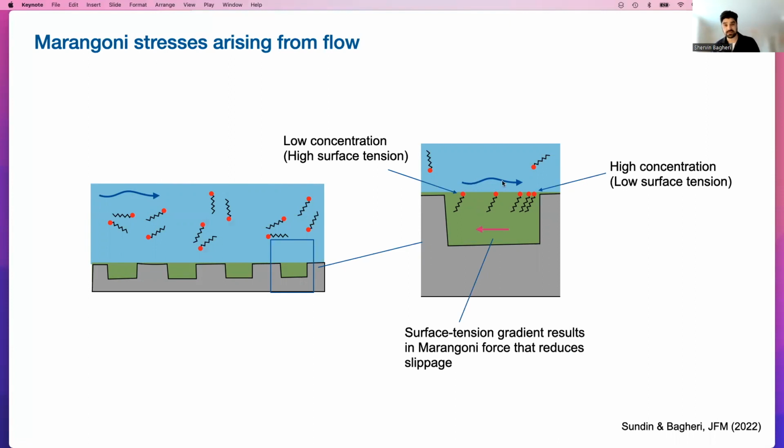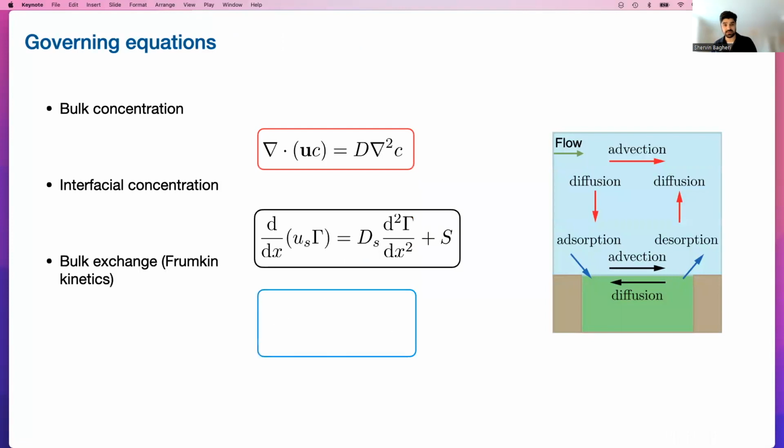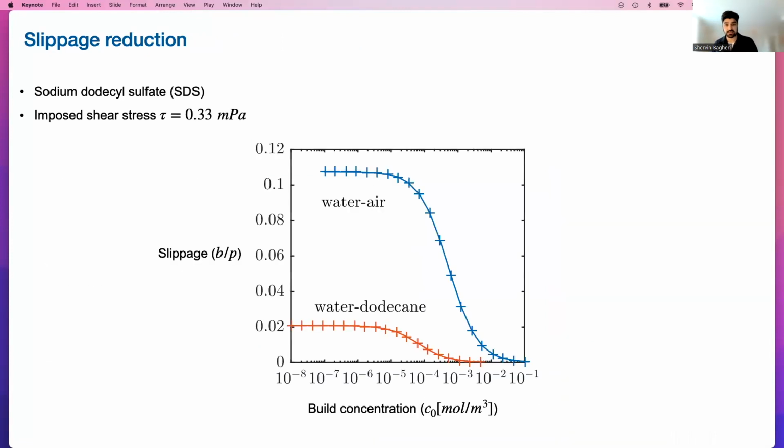And this has consequences. So I'm going to skip this part. This has consequences because it reduces significantly the flow slippage. Remember that flow slippage is something we want for drag reduction and also other functions. But if you have surfactants, you can actually completely kill and remove the flow slippage. And we showed this for both water-air, so this will be some sort of superhydrophobic surface, and water-dodecane, an alkane surface.